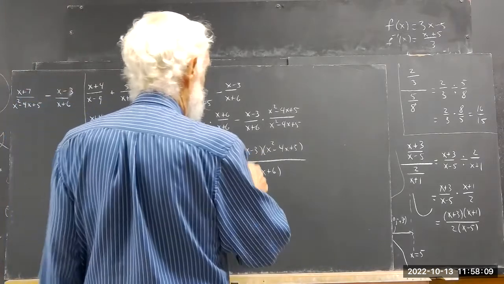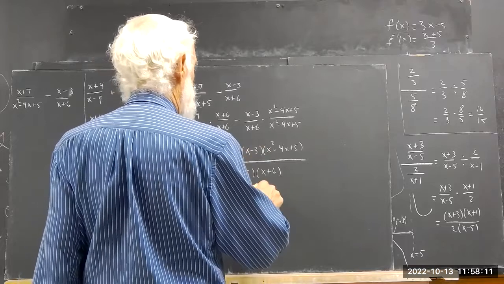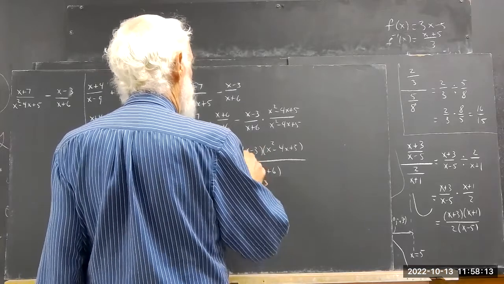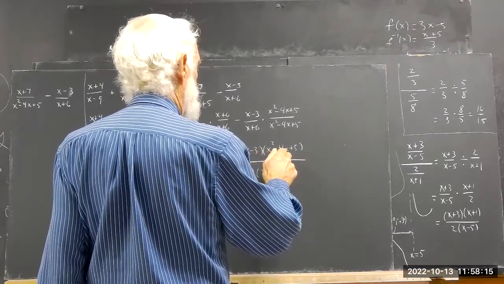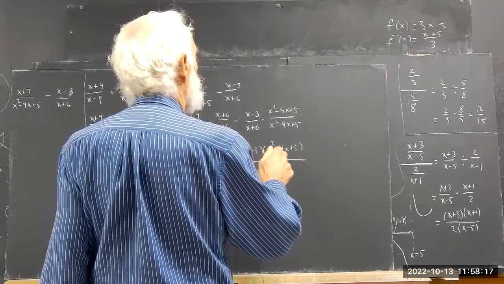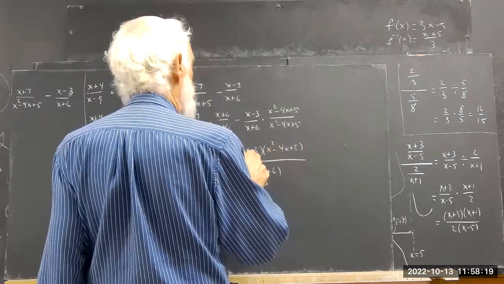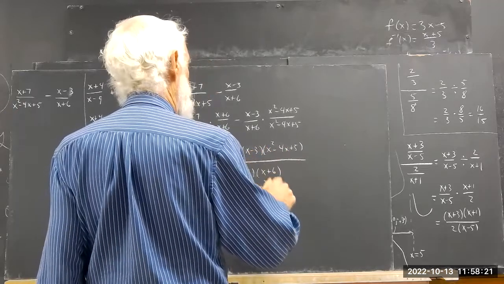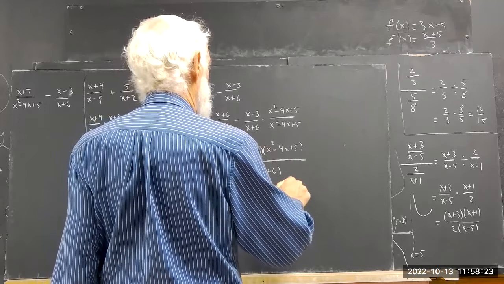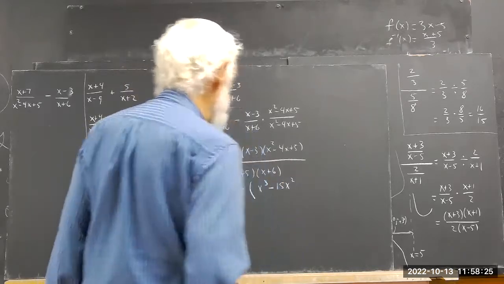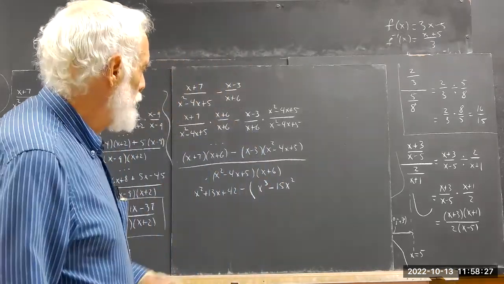So x times x squared is x cubed. x times negative 4x is minus 4x squared. And the negative 3 times x squared gives you a negative 3x squared. That's minus 7x squared. Now, if you understand what I just did, let me explain it a little more.